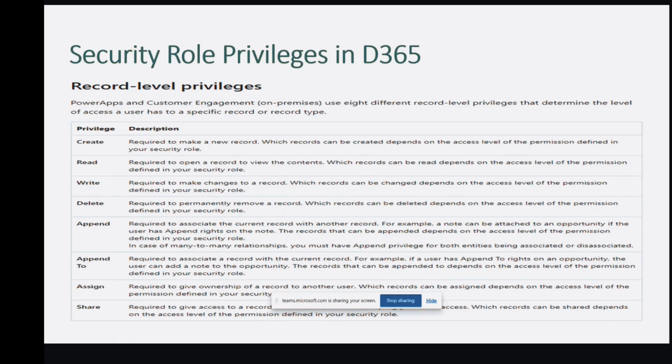Append to means whenever we want to append one record to another record, for example some record with a contact, then the two records will have append to, and these two will work together. And assign means whenever you want to change ownership from one user to another user, we need to provide the assign privilege for that user. Share means we can share our record with some other users.